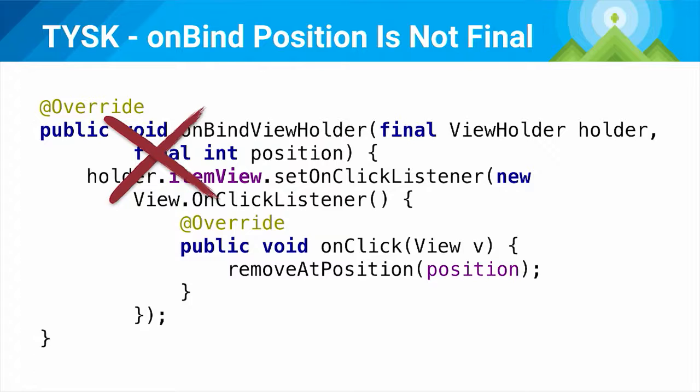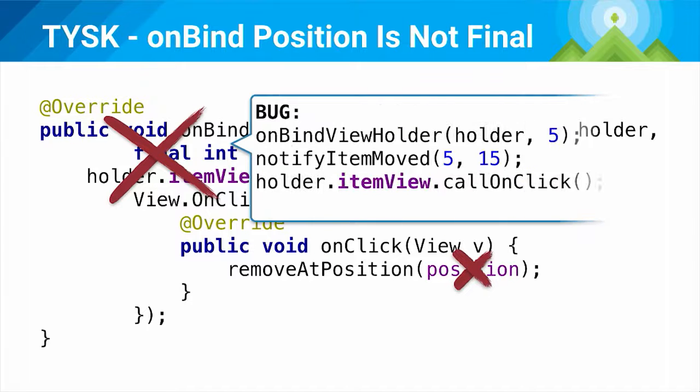Another mistake I always see is that you cannot make position final in onBind calls. This goes back to the same example in the previous slide. Just because an item moved doesn't mean we are going to rebind it. So if you use that position in an example like this, like in a click listener, you are doing it wrong. We can easily crash this code by something like this. You bind it to item position 5, you move it, then call onClick. Now you remove the wrong item from the adapter.